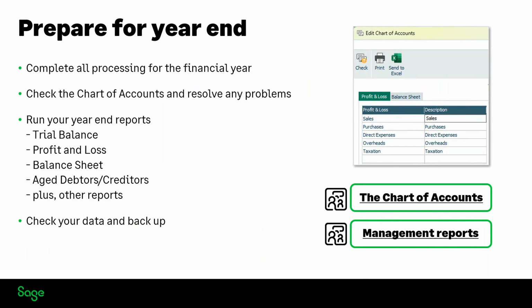Now, there's also not a definitive list of reports to run at year end, but there are common ones that you might want to run. Things like your trial balance, your profit and loss, your balance sheet, aged debtors, creditors, things like that. Then you've also got checking your data and taking a backup, which you would do as part of the year-end process, but it's always good just to make sure, like your chart of accounts, that there's no surprises when you get to that point of running the year-end. Best to sort all of that out before you're ready to run that year-end, and I'll be going through that as well.